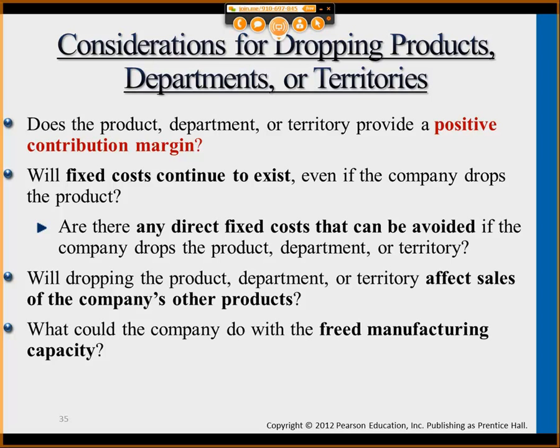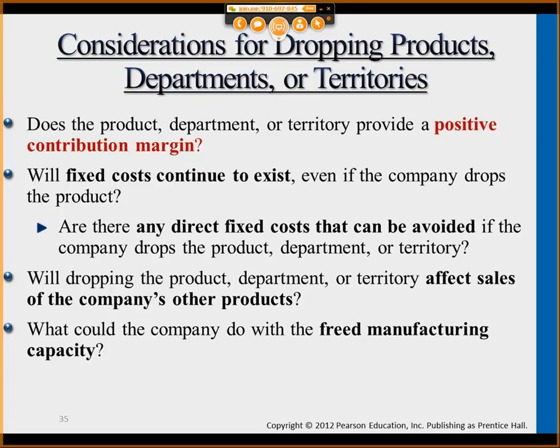Also, we look at what contribution margin it carries. Is it positive or negative? Finding that it's positive is a good thing; negative is something that we should consider and may drop one of those aspects. Negative means it's not as profitable as desired. So the first question our managers are going to answer is, does the product, department, or territory provide a positive contribution margin?